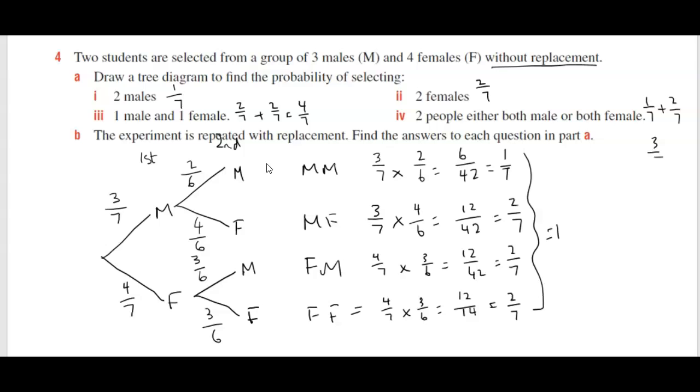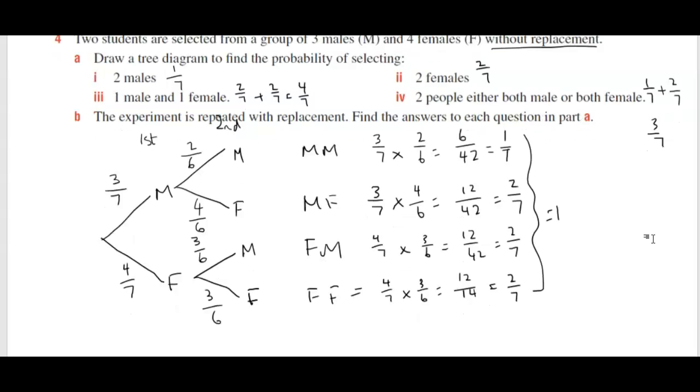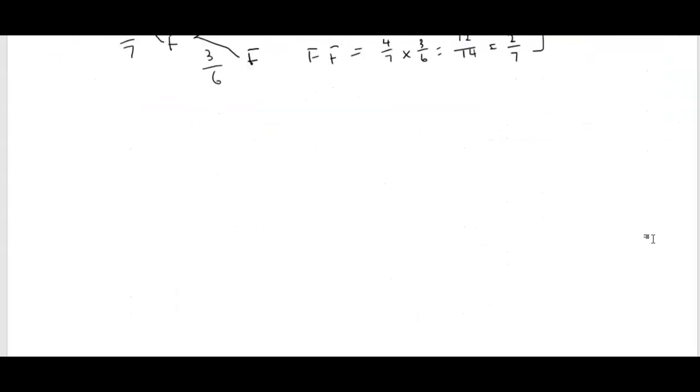So we have 3/7. This experiment is repeated with replacement. Find the answers to each question in part A. Oh, with replacement, okay. So I'm going to show you how to set up the tree diagram just very quickly.